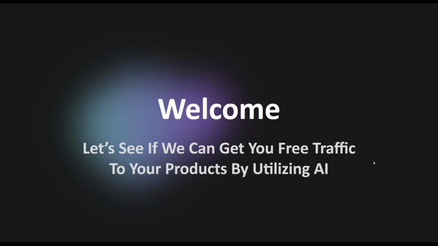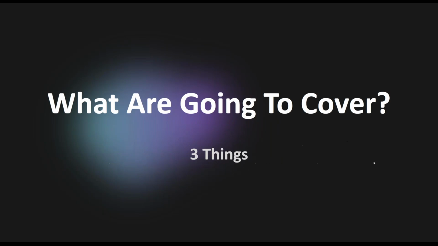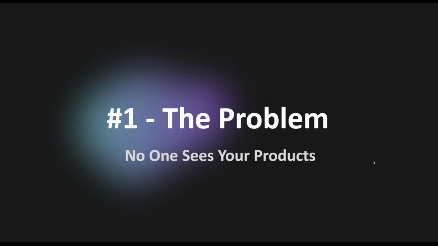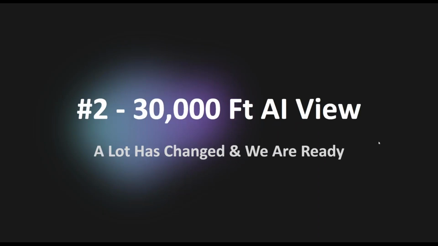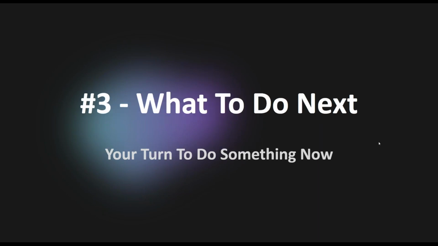Let's see. The overall goal is if we can get you free traffic to your products by utilizing artificial intelligence. So what are we going to cover? These three things. Number one is the problem, and that is the main problem we all have: no one sees your products. You have a million of them, but nobody sees them. And then number two is the 30,000 foot AI view. A lot has changed, and we are ready for it. And number three is what to do next.